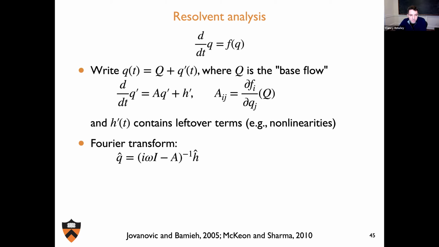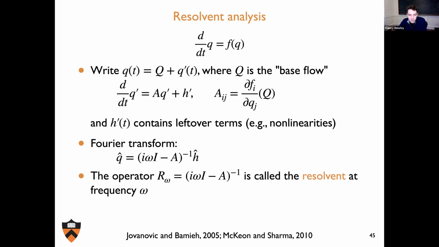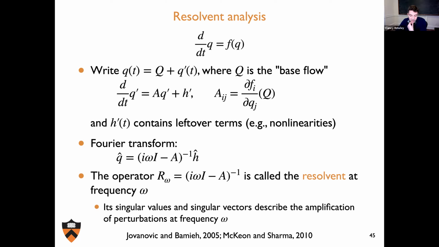Okay, well, if you Fourier transform that equation, then the d/dt turns into an i omega, and you get this equation down there at the bottom left, which relates the perturbations H hat to the perturbed state Q hat. So that operator there, the inverse of i omega I minus A, is called the resolvent operator at frequency omega. And if you analyze that operator, you can look at, for instance, its eigenvalues or its singular values and singular vectors, and those will describe the amplification of perturbations at frequency omega.